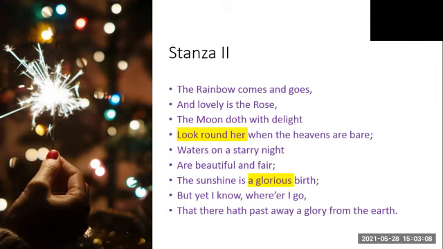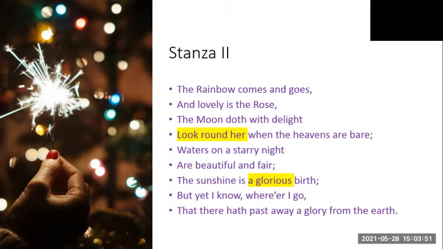"The rainbow comes and goes, and lovely is the rose." Of course, notice the alliteration in rainbow and rose. The moon doth here means does. "The moon doth with delight look round her." Her refers to the moon. Therefore, this is what we call a personification. The moon is personified as a woman. She looks around her when the heavens are bare. That is, the moon shines in the sky.